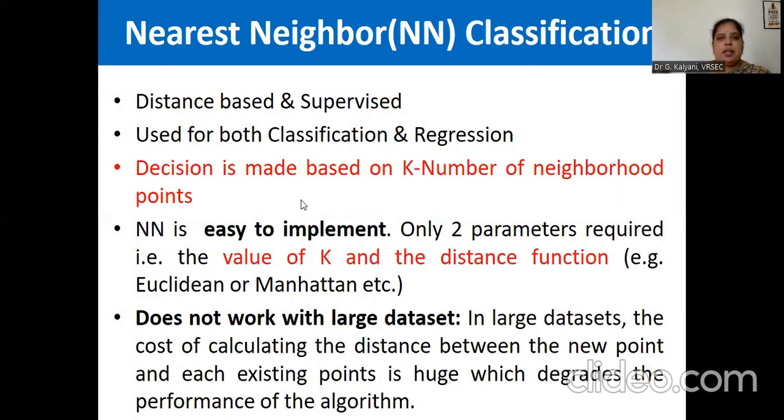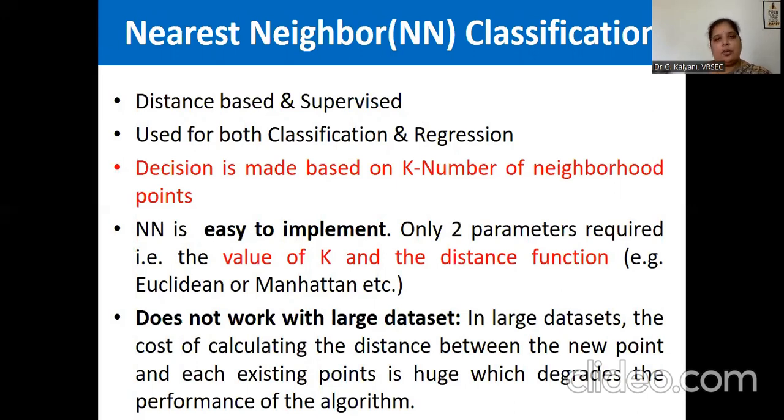In nearest neighbor classification, a decision is made, that is, the predicted label of the given instance is based on the k number of neighborhood instances in the given data set. The main advantage is that it is easy to implement because only 2 parameters are required from the user. One is the value of k and the other is what distance function you have to use.